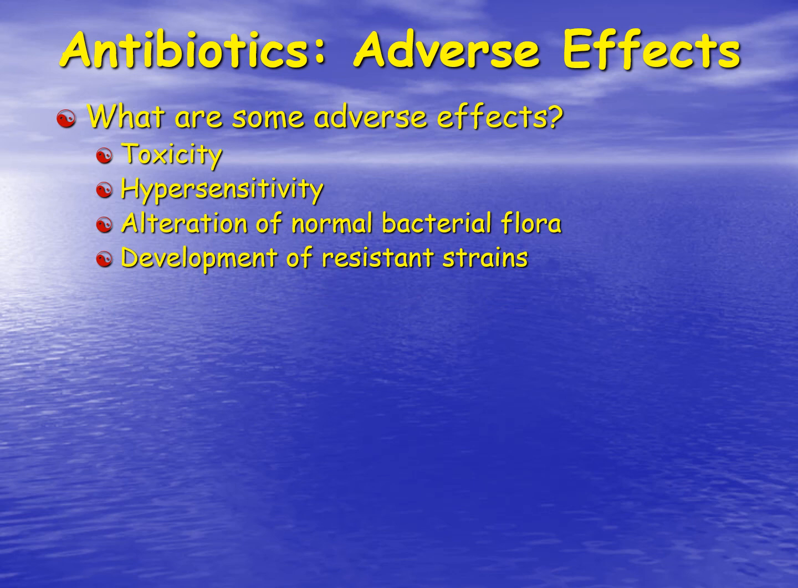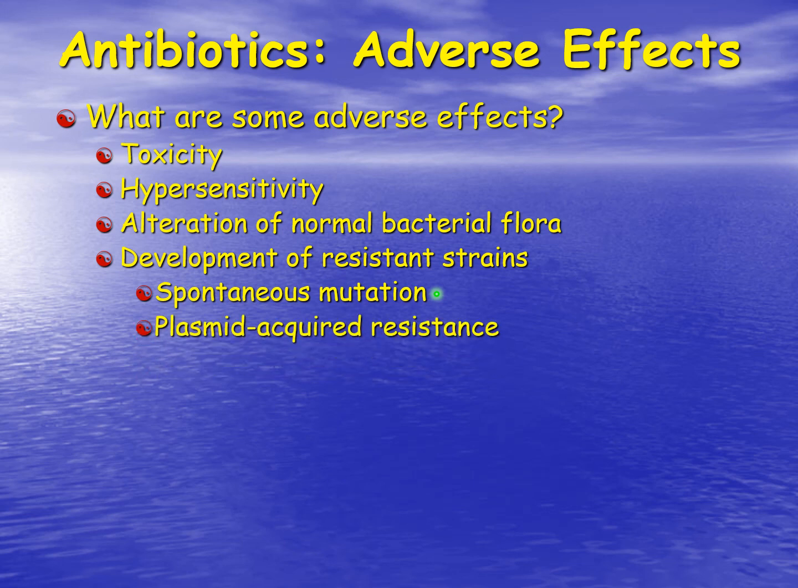We can also see development of resistant strains, and have we not seen this? This could be due to simply spontaneous mutation within the bacteria that results in resistance, or plasmid-acquired resistance through conjugation, the exchange of genetic material from one organism to another.